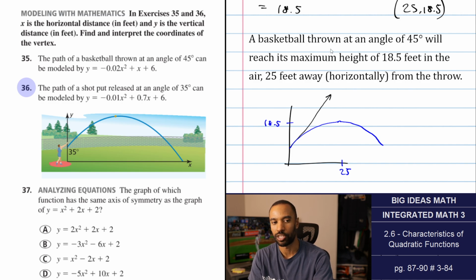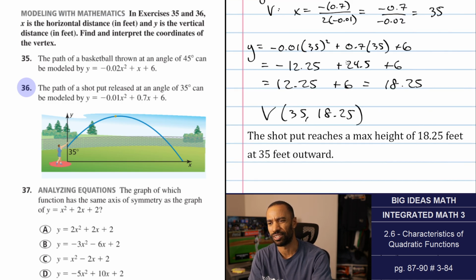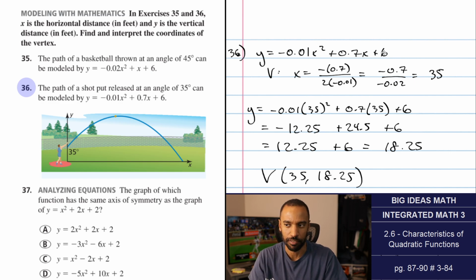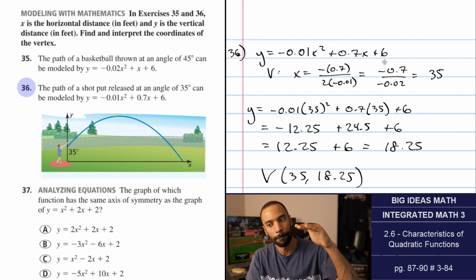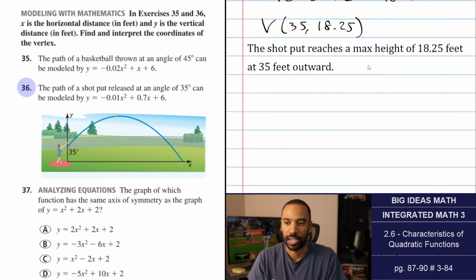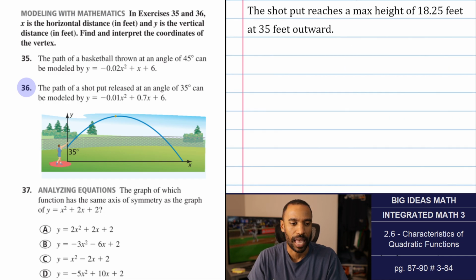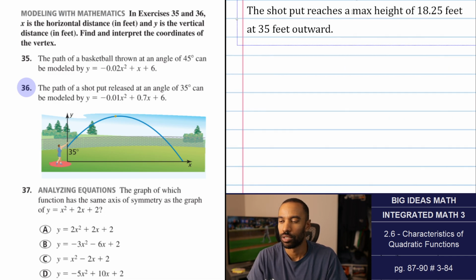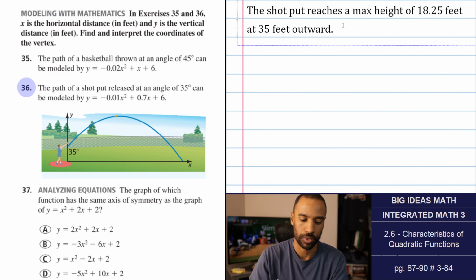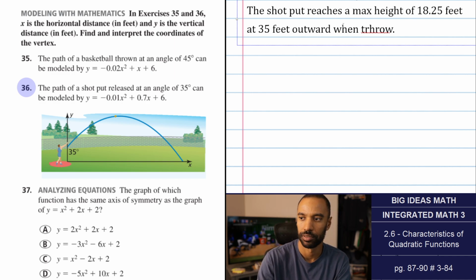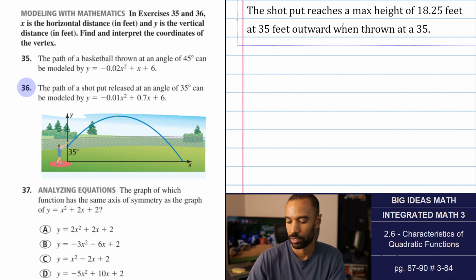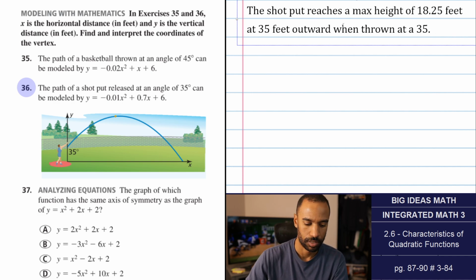That might explain the shot put thing a little bit more. Not really still. But this is also being thrown 6 feet up, and it reached the maximum height at that angle, when thrown at a 35 degree angle.